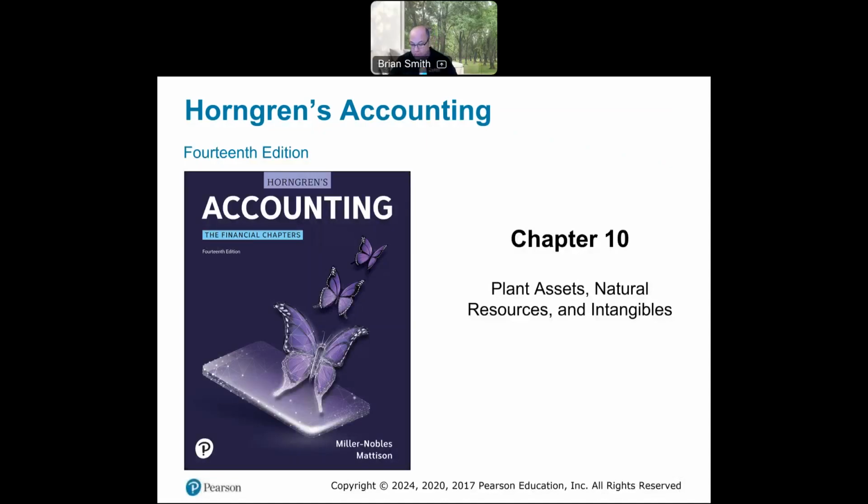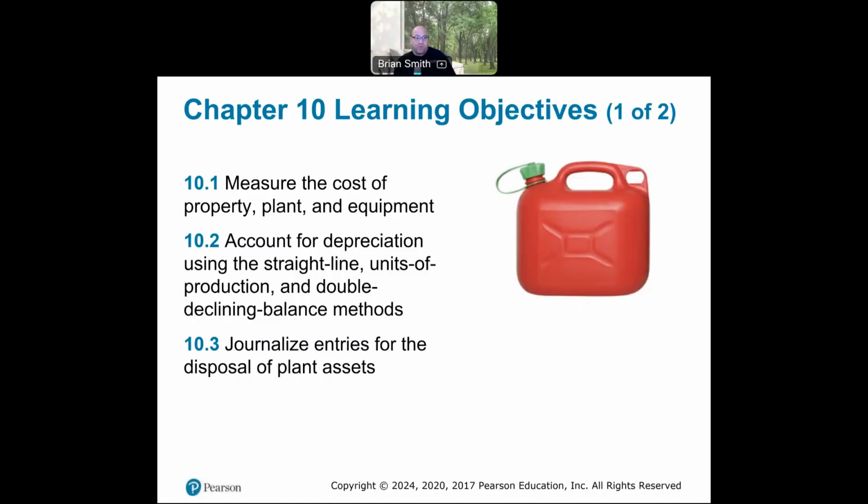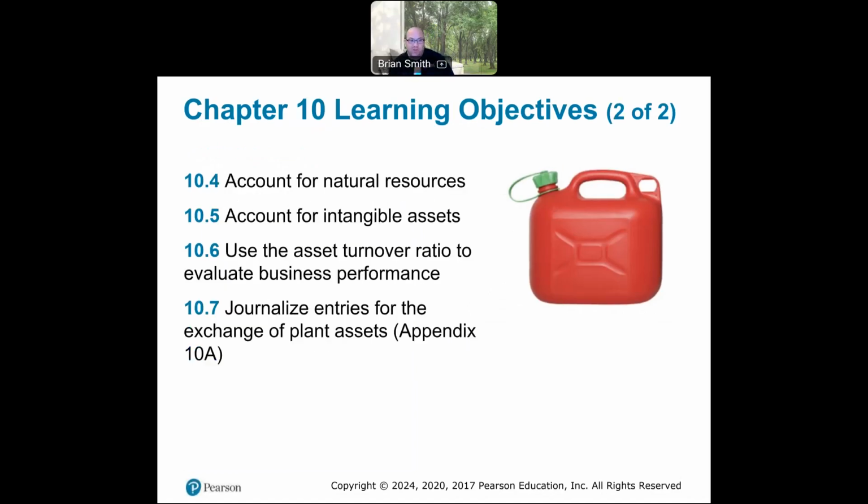Welcome to chapter 10. We are going to go over plant assets, natural resources, as well as some intangible assets. All right, let's go ahead. We're going to talk about depreciation methods, and we're going to talk about how to handle intangible assets, things like that.